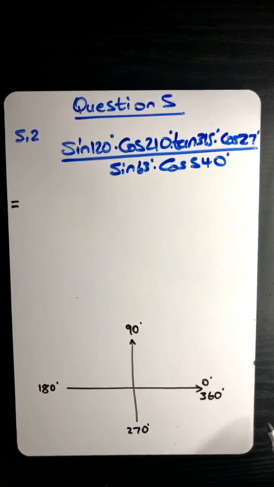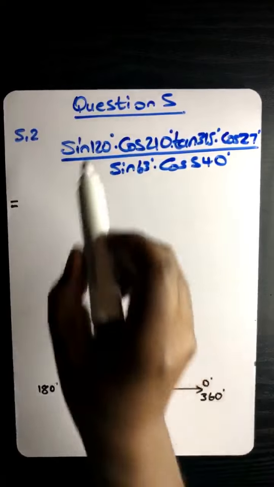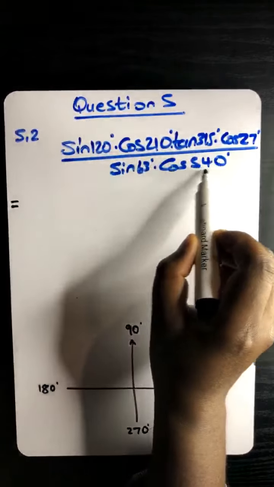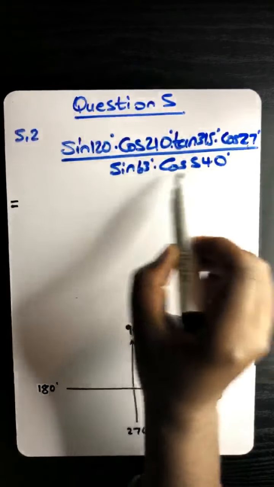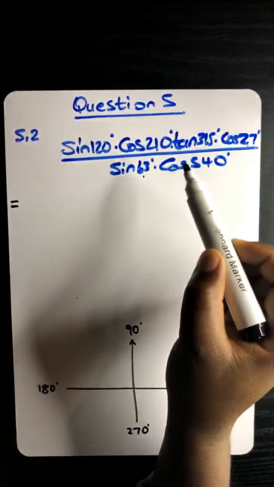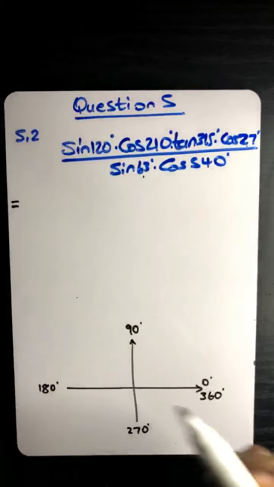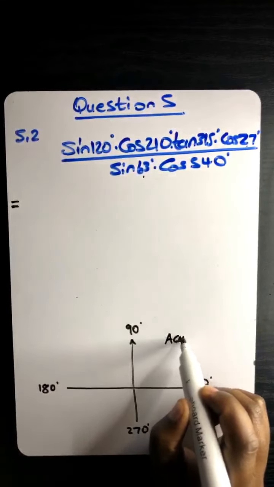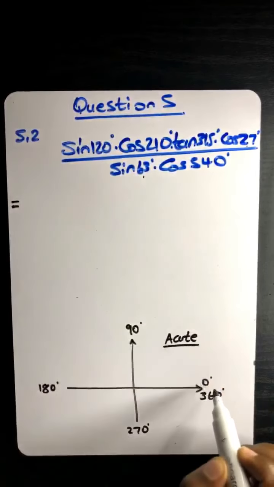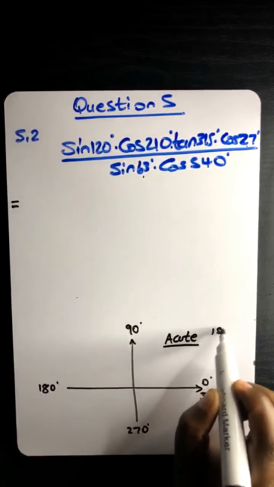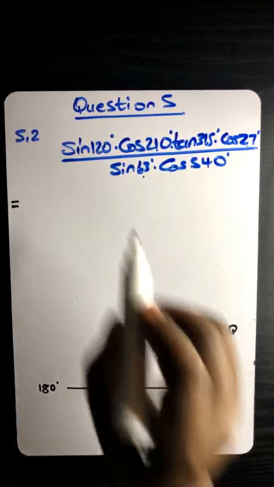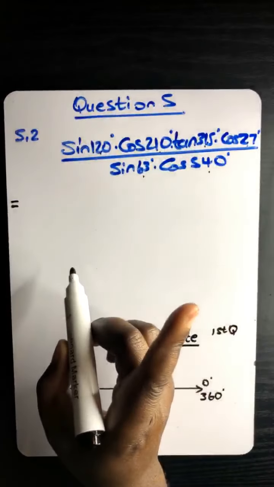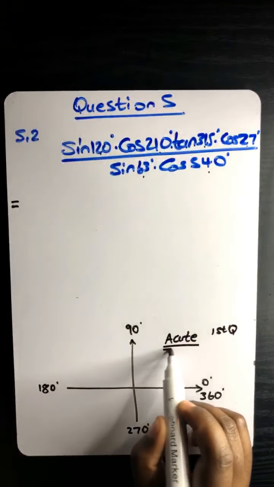Okay, so guys, she is 100% correct. We are going to reduce 120, 210, 315, and 540. We won't reduce these two. Whoever was speaking, the reason is not because they are special angles, but because they are already acute angles. They fall in the first quadrant. That is why we are not reducing them. So all these other angles, we are reducing them to acute angles.